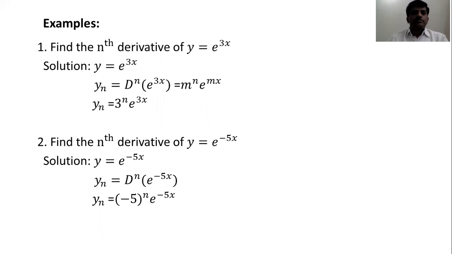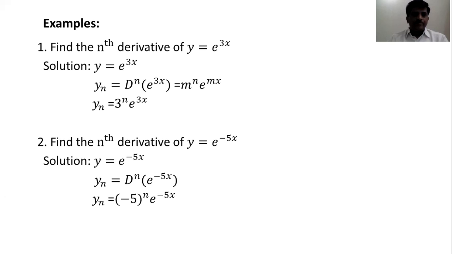Related examples. Find the nth derivative of y is equal to e power 3x. Let y is equal to e power 3x, take the nth derivative on both the sides. This is already in the standard form e power mx. Just note the m value. Here the m value is 3, so the answer is 3 power n into e power 3x.